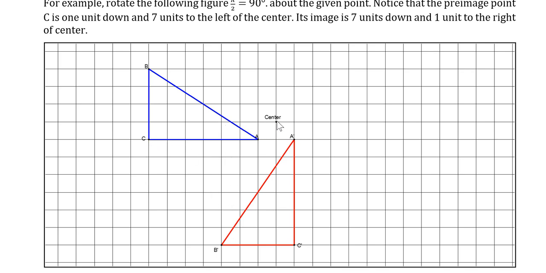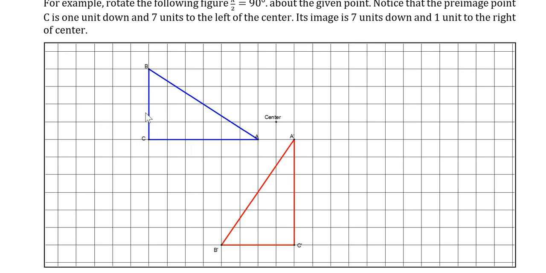Okay, so let's see how about C. C is left 1, 2, 3, 4, 5, 6, 7, so it's going to be down 7. And C is down 1, so it is going to be right 1 there. Notice that that works out.